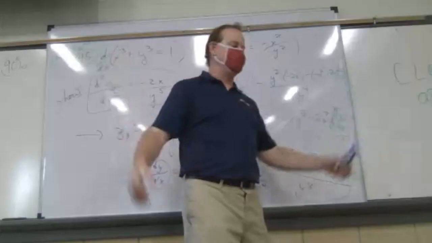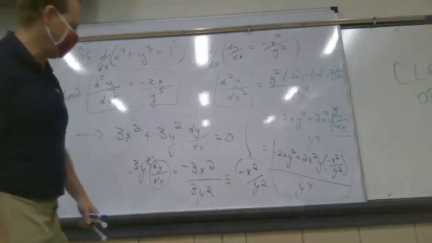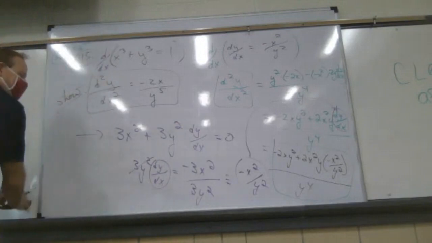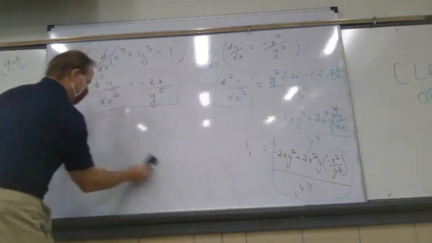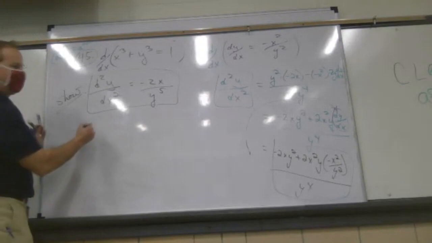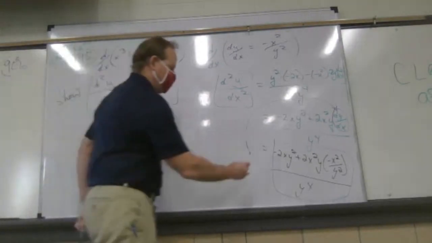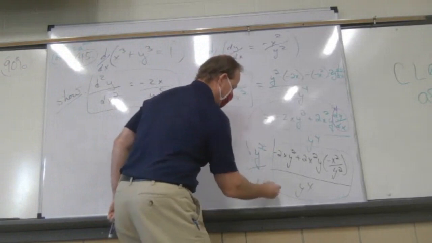Multiply numerator and denominator by the least common denominator, which is y squared, right? And I multiply through by y squared. I'm running out of room here, so I'm going to keep the answer up here because I know what I'm trying to end up with. So anyway, I'm going to multiply numerator and denominator by y squared.